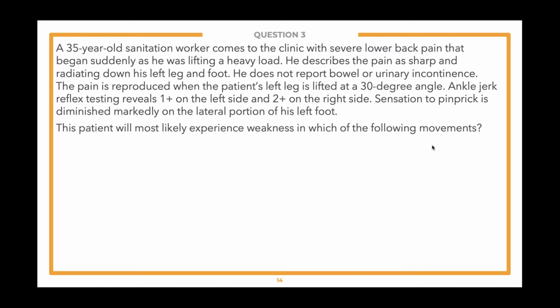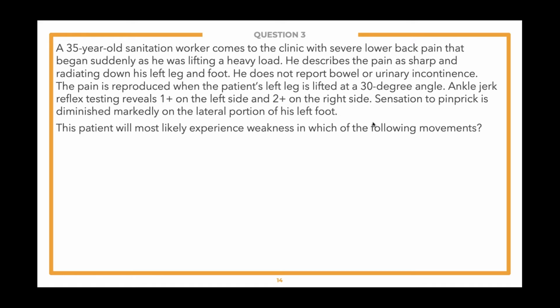A 35-year-old sanitation worker comes to the clinic with severe lower back pain that began suddenly as he was lifting a heavy load. He describes the pain as sharp and radiating down his left leg and foot. He does not report bowel or urinary incontinence. The pain is reproduced when the patient's left leg is lifted at a 30-degree angle. Ankle jerk reflex testing reveals a 1+ on the left side and 2+ on the right side. Sensation to pinprick is diminished markedly on the lateral portion of his left foot. The patient will most likely experience weakness in which of the following movements?